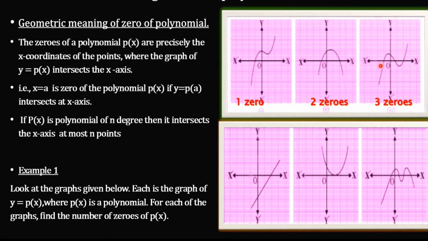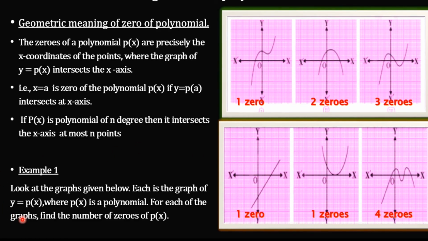Here the graph is intersecting at 3 points, that is 1, 2 and 3. So the polynomial must have 3 zeros. What about here? Here only 1 point, so the polynomial will have 1 zero. Here only 1 point, so 1 zero. Here 1, 2, 3, 4. So the graph intersects the x-axis at 4 points, then it must have 4 zeros. That is, the polynomial must have 4 zeros here.